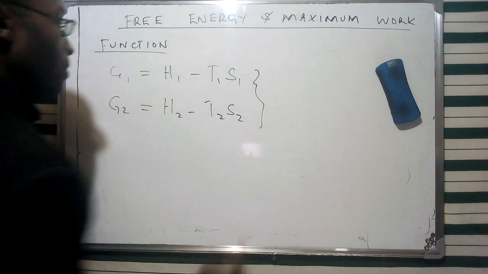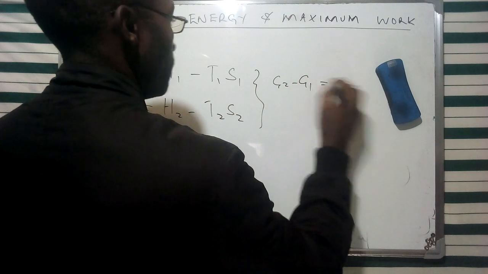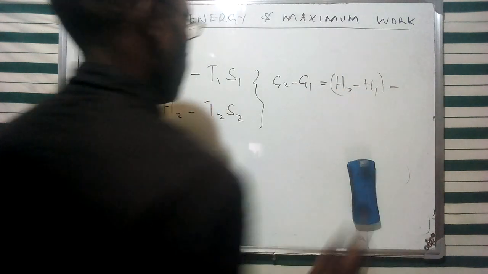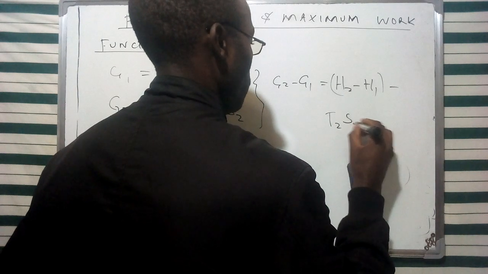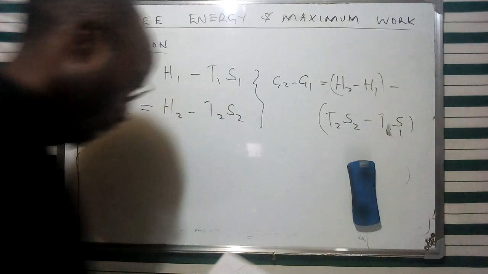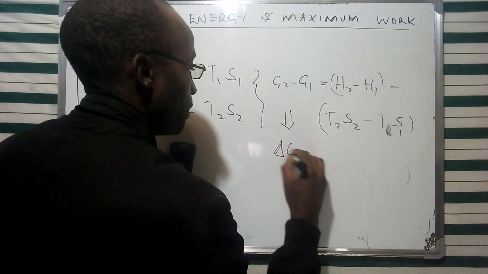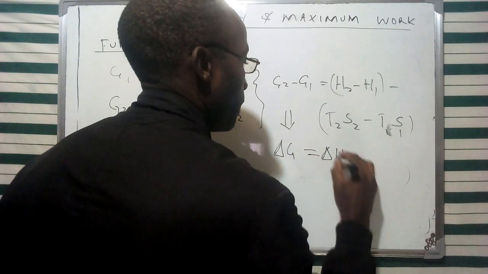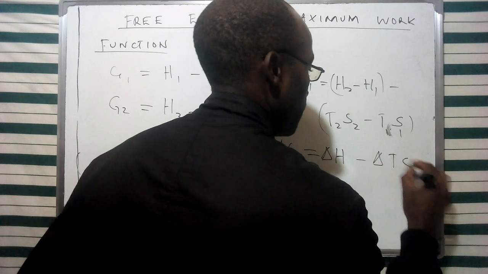So this is going to have a general implication of having a formula of G2 minus G1 is equivalent to H2 minus H1. And of course, this is going to be minus this particular product for the TS. So we're going to have T2S2 minus T1S1 in that specific order. So generally, we can represent this delta G, which is the change in Gibbs energy, using the general representation of a delta H, which is change in enthalpy, and then minus delta TS given as such.